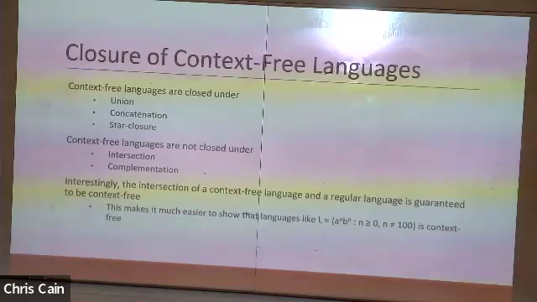So here's a language that is context-free. We have a to the n, b to the n, such that n is greater than or equal to 0 and n is not equal to 100. So it's an interesting language, right? You have to have a bunch of a's followed by a bunch of b's, but the number of a's and number of b's can't be precisely 100 each.